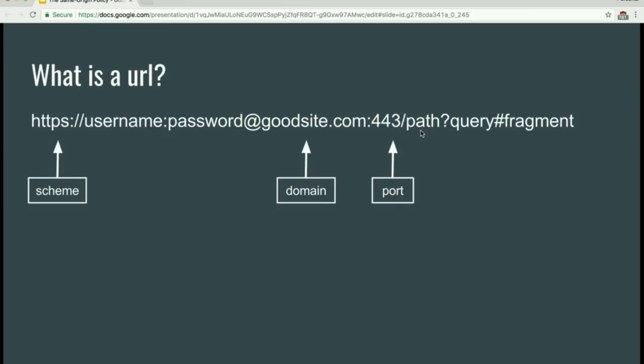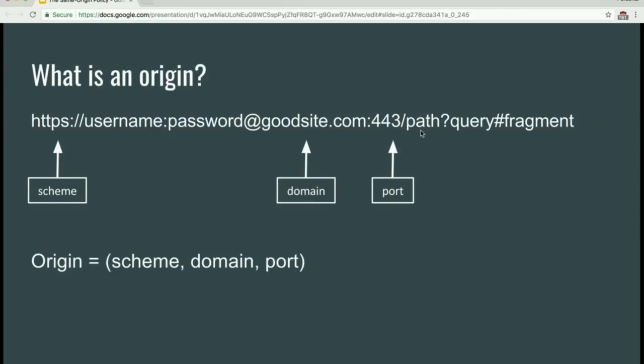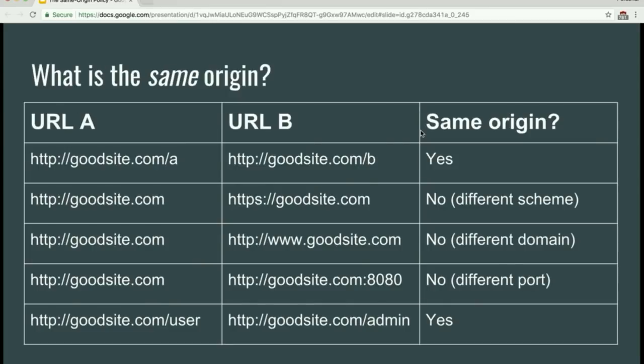Now, an origin looks at just 3 of these parts: the scheme, the domain, and the port. Together that tuple makes up the origin. So if 2 web pages have the same scheme, domain, and port, then they're both the same origin. Just to illustrate that in a tabular form, let's look at some pairs of URLs and see if they're in the same origin or not.